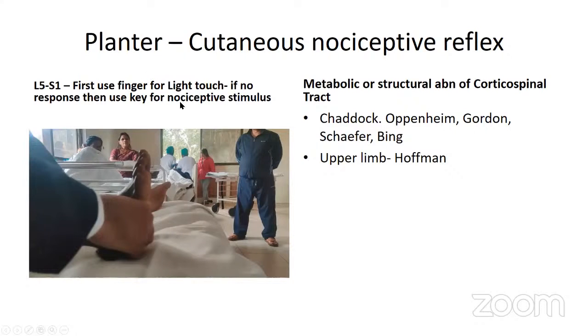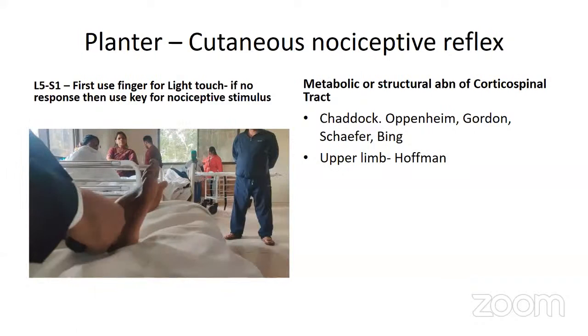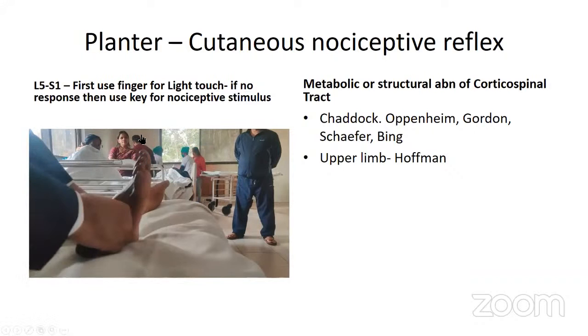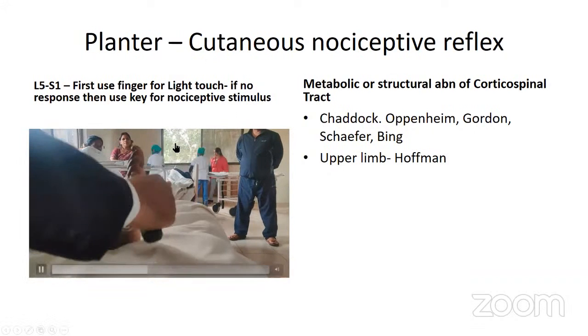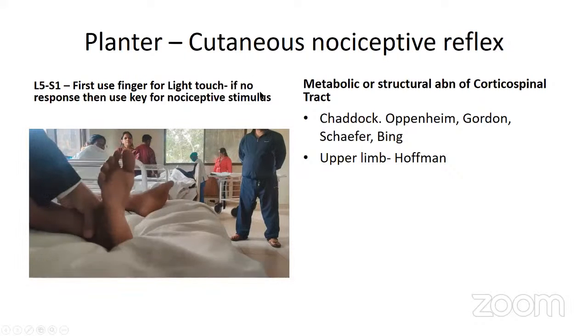So first use the finger for the light touch, because if we start to give the nociceptive stimulus, that can cause withdrawal. And withdrawal is very difficult to identify, though the withdrawal may be considered as a positive response. So first, just touching again, check it. So it is very easy to diagnose, just simple with the help of your thumb tip. Just a simple touching can elicit the upgoing plantar. But if you give a nociceptive stimulus, then see, this is a withdrawal. Okay. So initially, if there is no response, then you have to use the nociceptive stimulus.